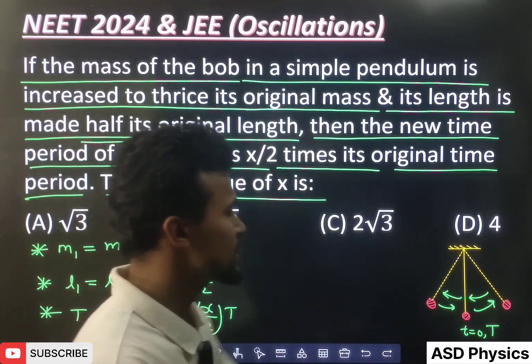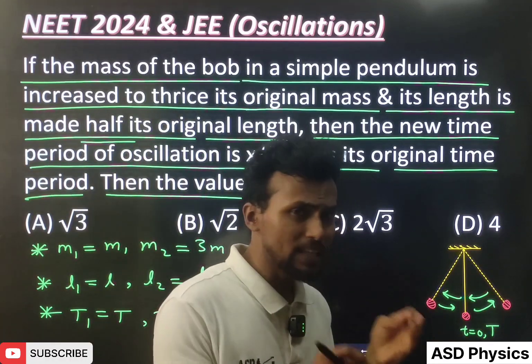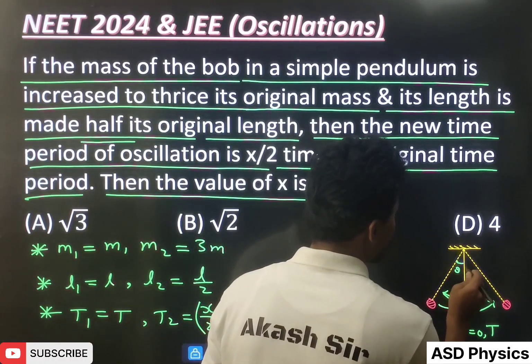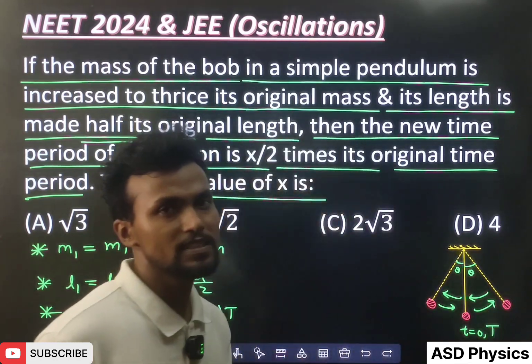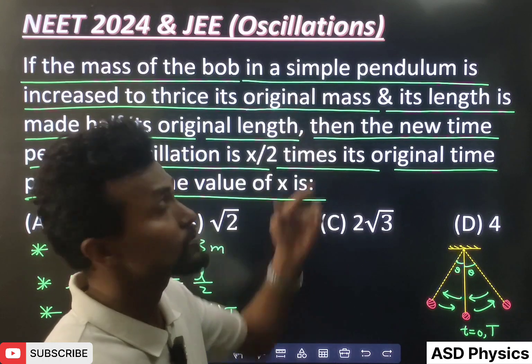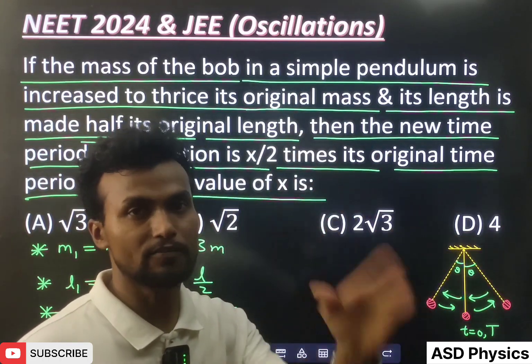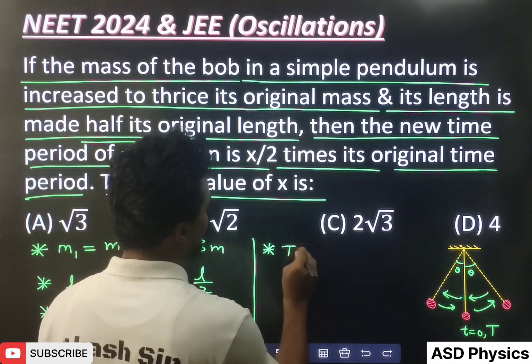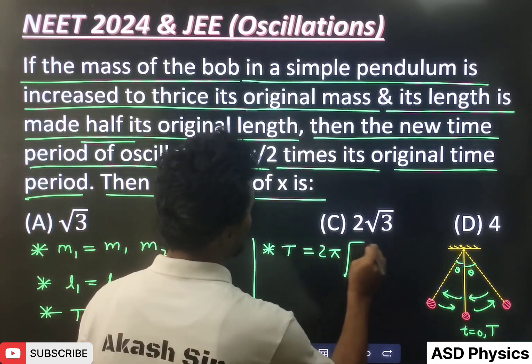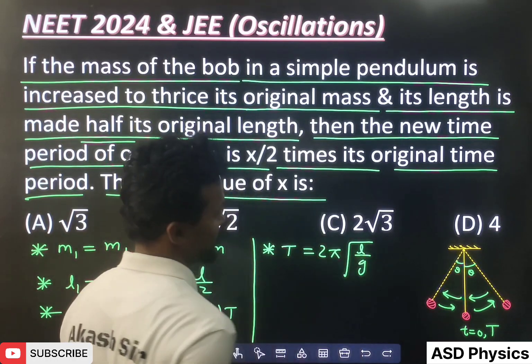Maybe it looks like a curved path, but if this theta is very small, then this curved path, this angular SHM, can be considered as a linear SHM. That's why the name is a simple pendulum. Complex pendulum is a different game. So remember that the time period of the simple pendulum is given by 2 pi root L by g.